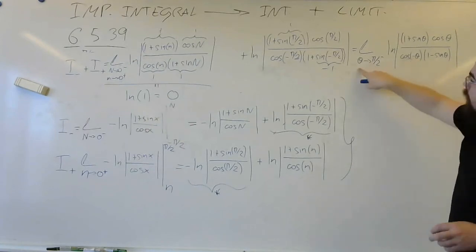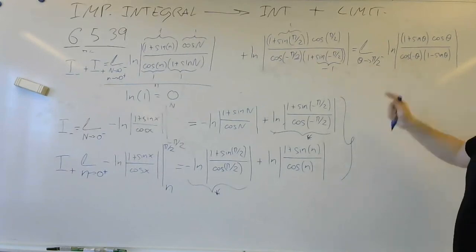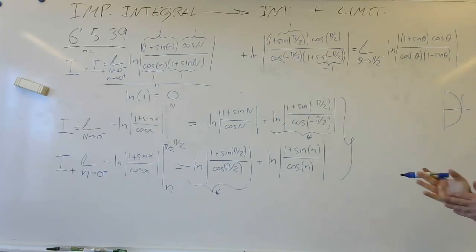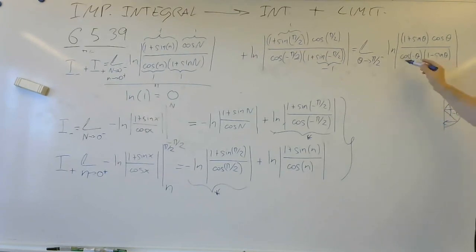First of all, when theta tends to pi halves minus, we are in these two quadrants here. This is theta, this is minus theta, and this is the cosine. So they have the same cosine. In the limit, we can cancel these two.